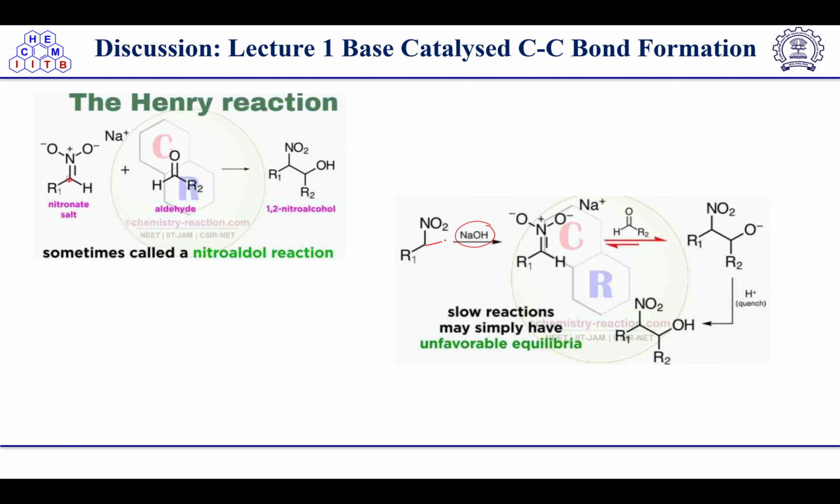Here we have two protons and these two protons are very acidic. So one proton abstraction will take place and this will give you this intermediate, the nitronate salt. This nitronate salt will further undergo an aldol-type reaction with an aldehyde or ketone to give the compound. So here it will attack on this carbonyl center. Got it?